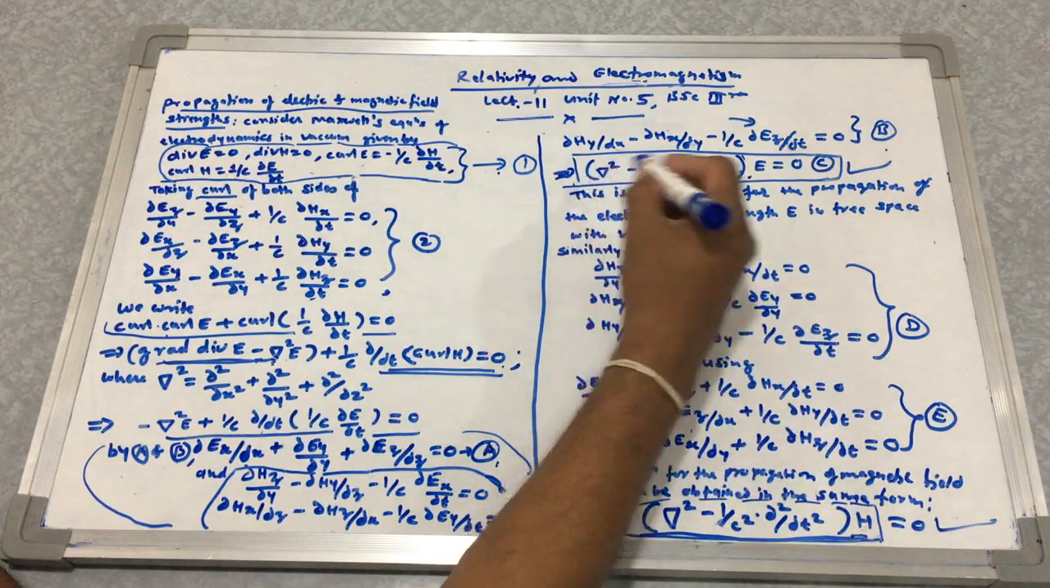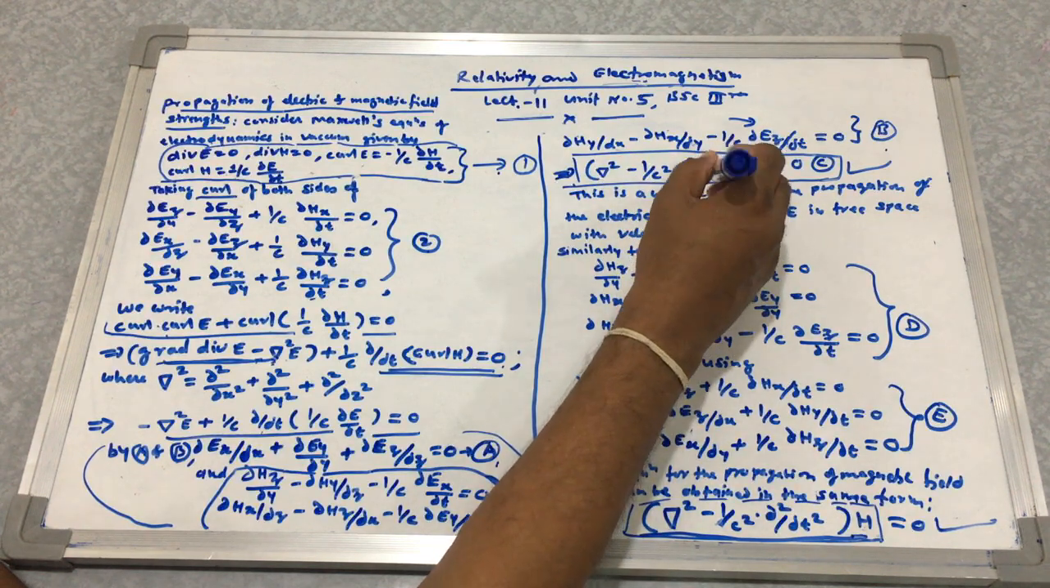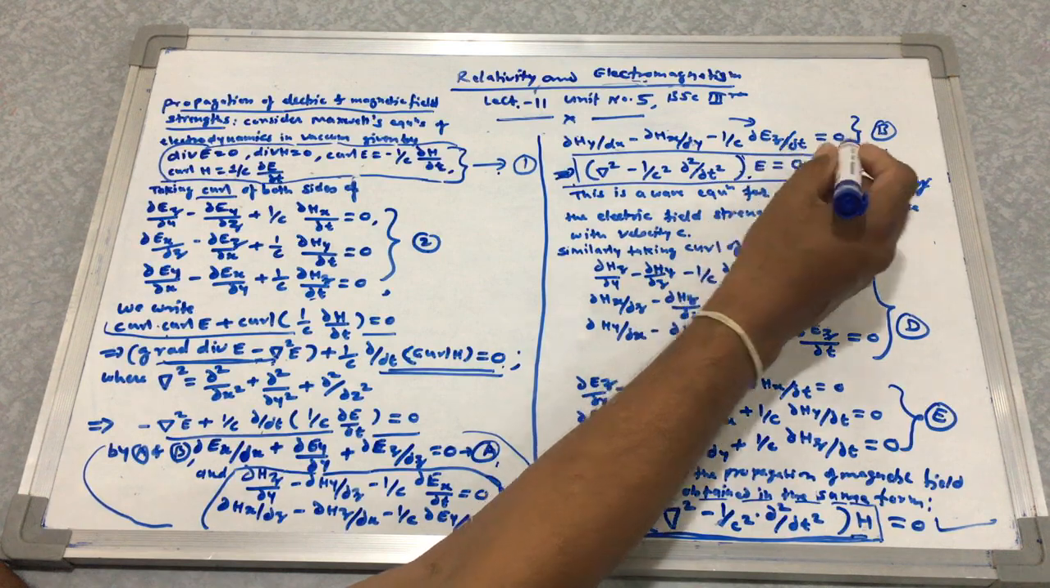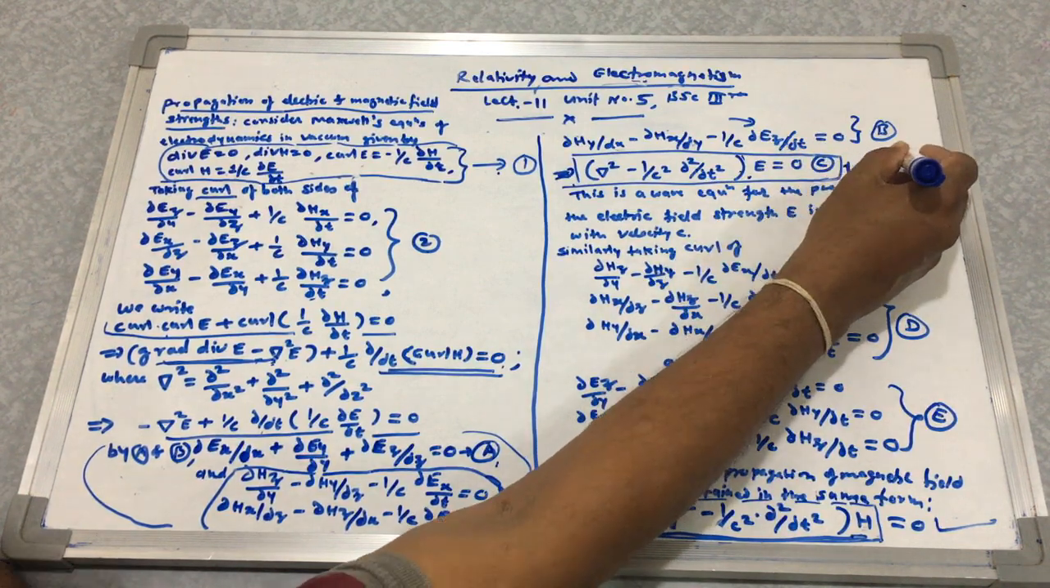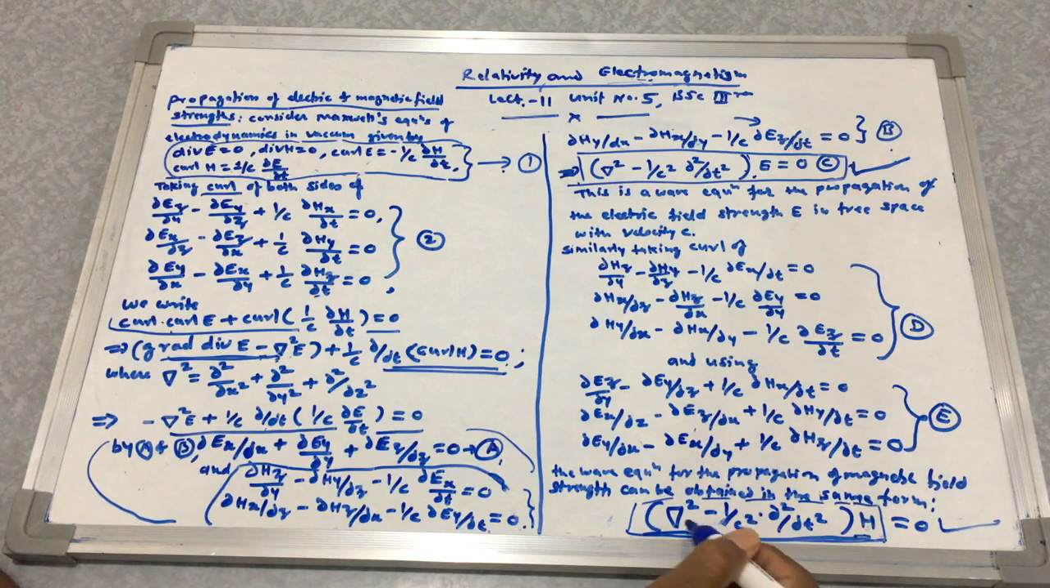This is the electric field: (∇² − (1/c²) ∂²/∂t²) E = 0. This is equation 1, a part of the Maxwell equations. And this: (∇² − (1/c²) ∂²/∂t²) H = 0.